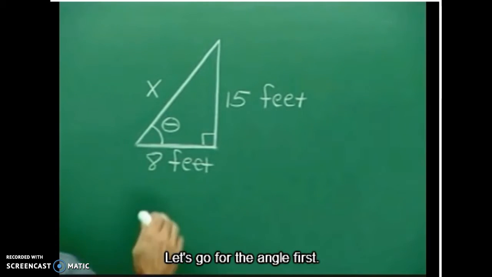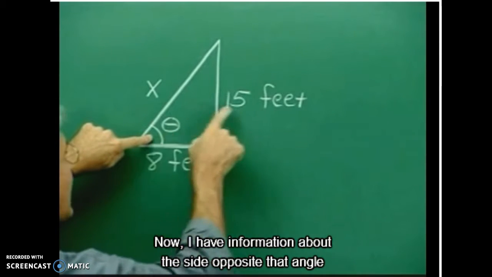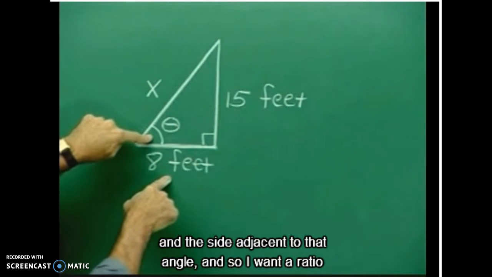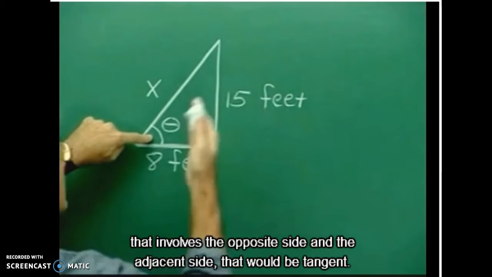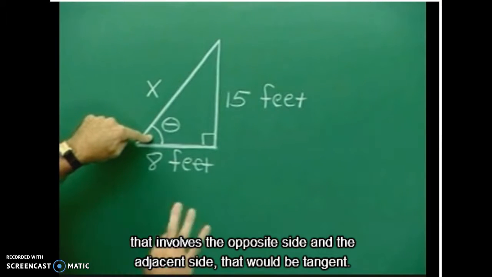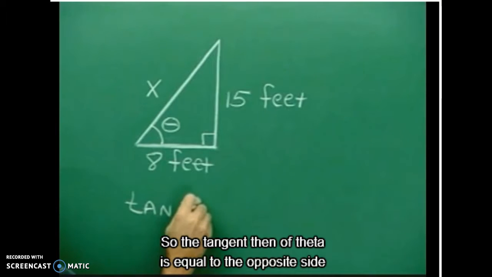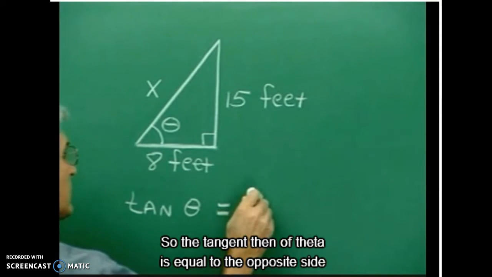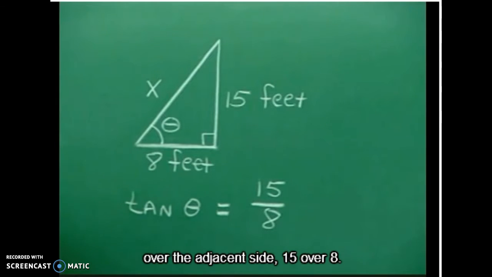Let's go for the angle first. Now, I have information about the side opposite that angle and the side adjacent to that angle. And so I want a ratio that involves the opposite side and the adjacent side. That would be tangent. So the tangent then of theta is equal to the opposite side over the adjacent side, 15 over 8.